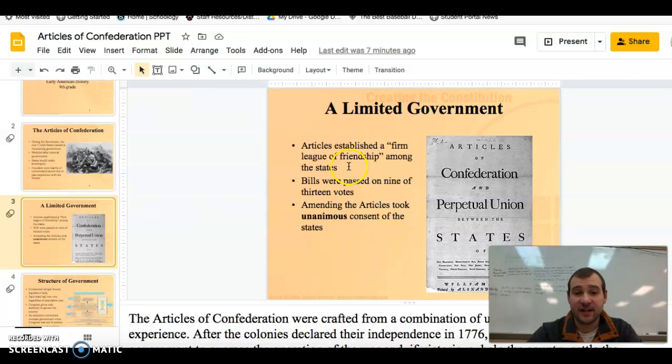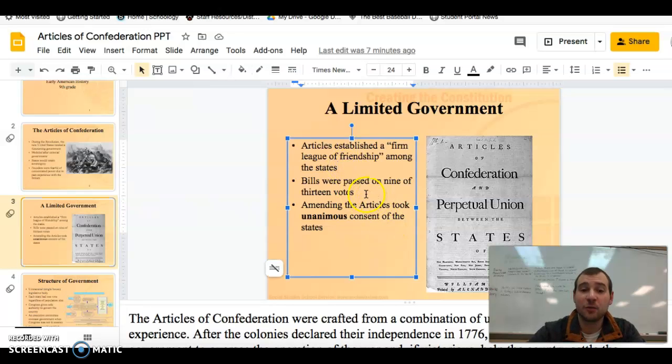So the states were just going to become a firm league of friendships. We're going to kind of work with each other. Bills were passed on 9 of 13 votes. So if you're going to pass a bill, you need 9 of 13 votes. And if you wanted to maybe adjust or change the Articles of Confederation, you would need a unanimous vote. You would need all 13 states to make changes to the Articles of Confederation.